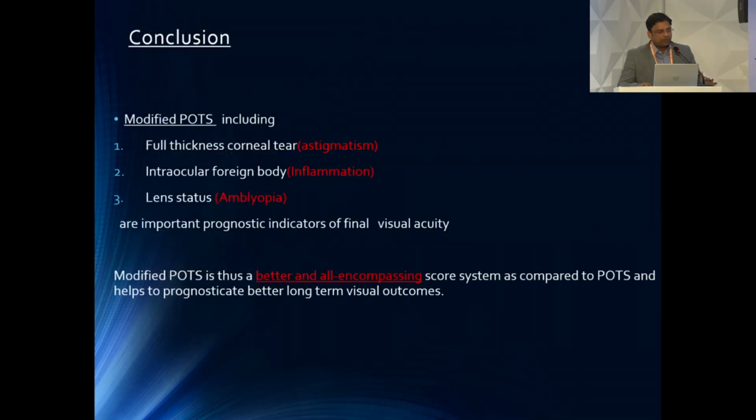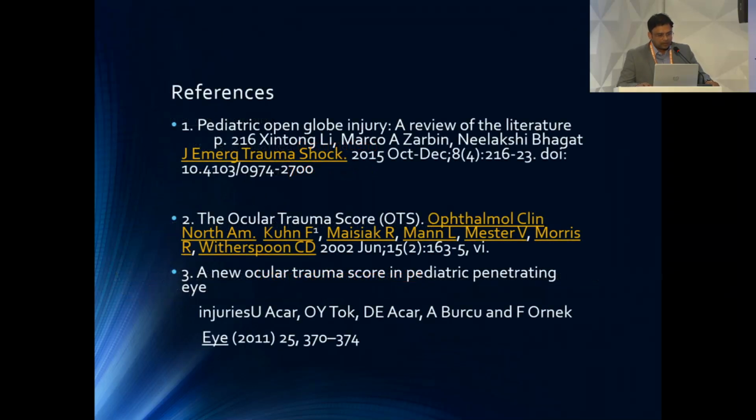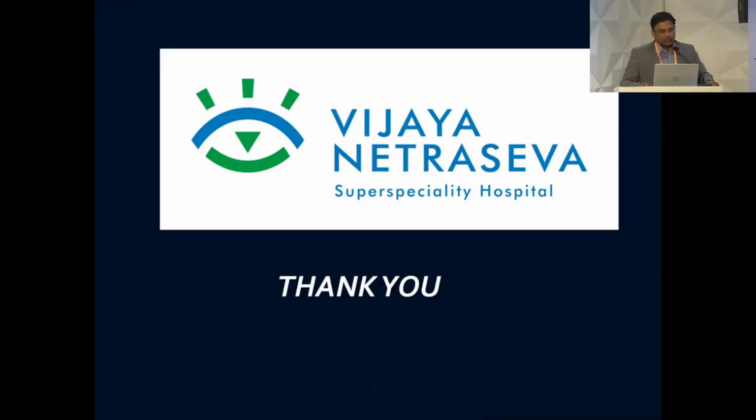So now modified POTS has the previous ocular system plus full thickness corneal tear, intraocular foreign body, and lens status, which again translates to amblyopia. And this is a better and all-encompassing scoring system as compared to the traditional POTS, and it will help us to prognosticate better in long-term visual outcomes. These are references. Thank you.